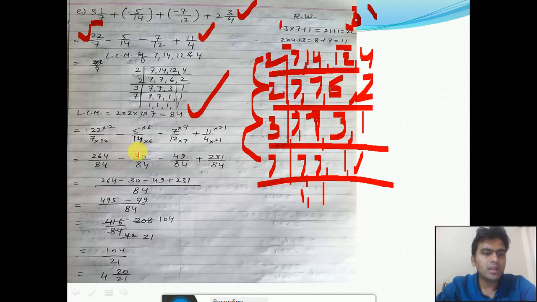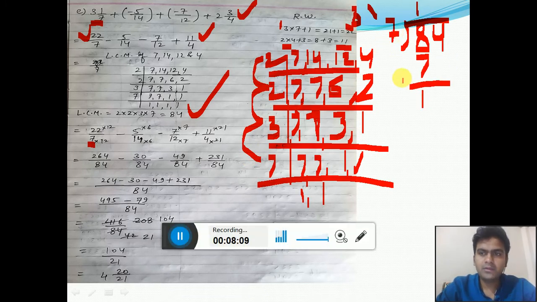Now make the denominators 84. So how to make it? Read the table of 7, or one more thing you can do, you just divide the LCM by the denominator. Divide the LCM 84 by the denominator. So the denominator is 7. 7 1s are 7, 1 left. Now 14, and 7 12s are 84. So by dividing the LCM by the denominator you got 12. So you can multiply 12 and 7 to get 84. That also we can say.